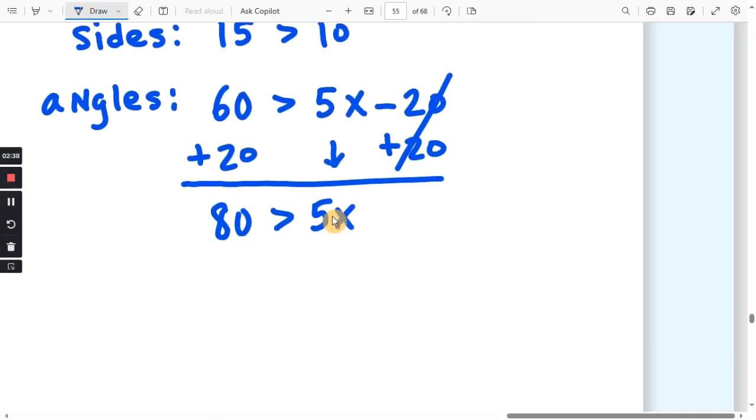Now this is x times 5. Solving for x, the opposite is divided by 5. And 80 divided by 5 is 16. The inequality points to the right, and the 5's cancel. We're left with x.